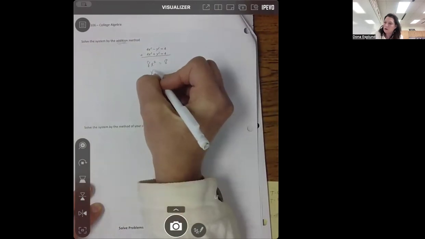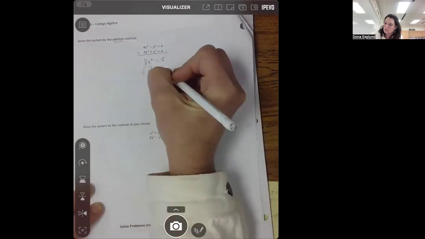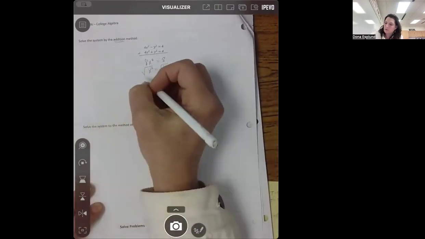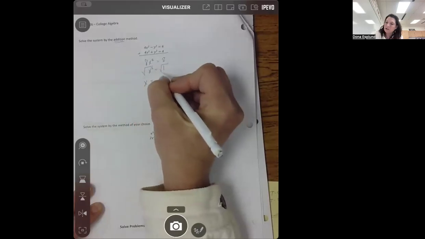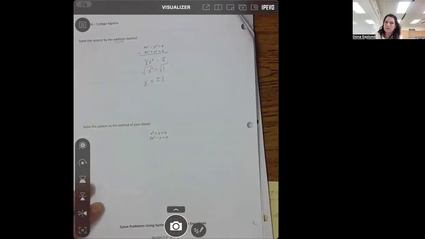So I have x squared is equal to 1. Now here's the kicker. When I take the square root of both sides, remember, x is going to equal not just 1, but both positive and negative 1. So we have to remember that that's a possibility.